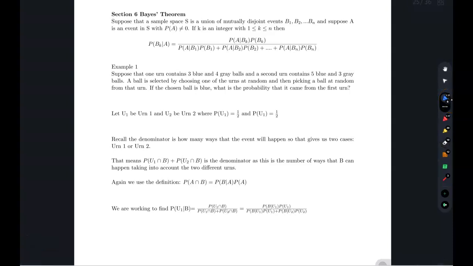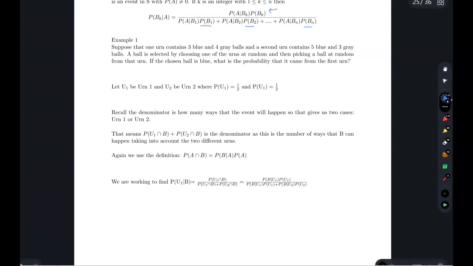All right, Bayes' formula. If we're trying to find the probability of some B_k given A is happening, I'm going to want to write down all the different ways that all the different B_k could happen. So A given B1, A given B2, A given Bn, however many of them. And then the numerator would be the one successful.